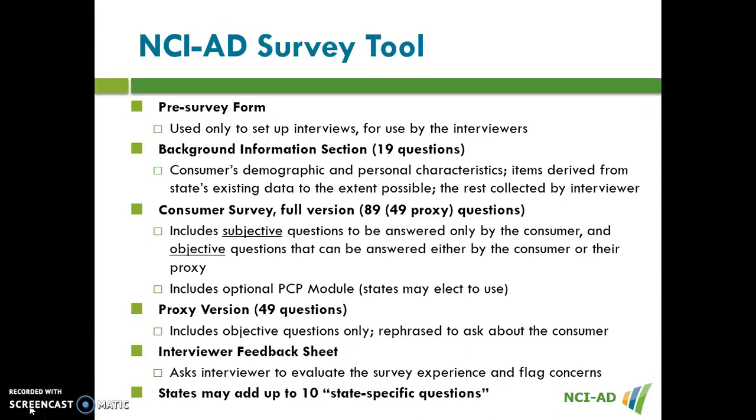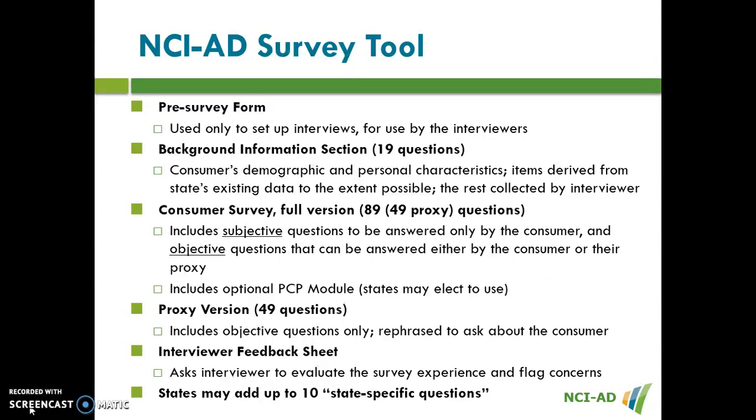We then have the full version of the consumer survey. This is 89 questions with 49 that can be answered by a proxy if needed. The full version includes both the subjective questions that can only be answered by the individual, as well as objective questions that can be answered by the individual or a proxy if needed. We also now include a person-centered planning module. Not every state will be using this module, but for those of you who are using it, we'll go through that a little bit later.